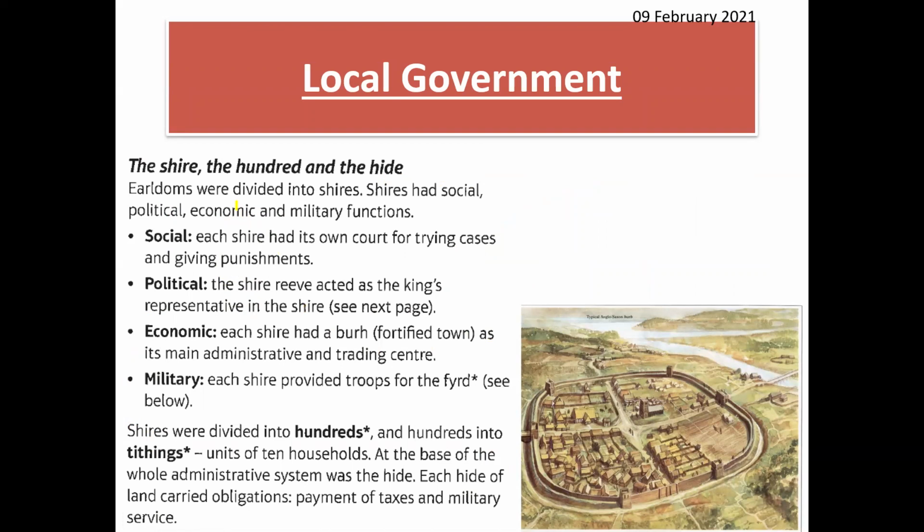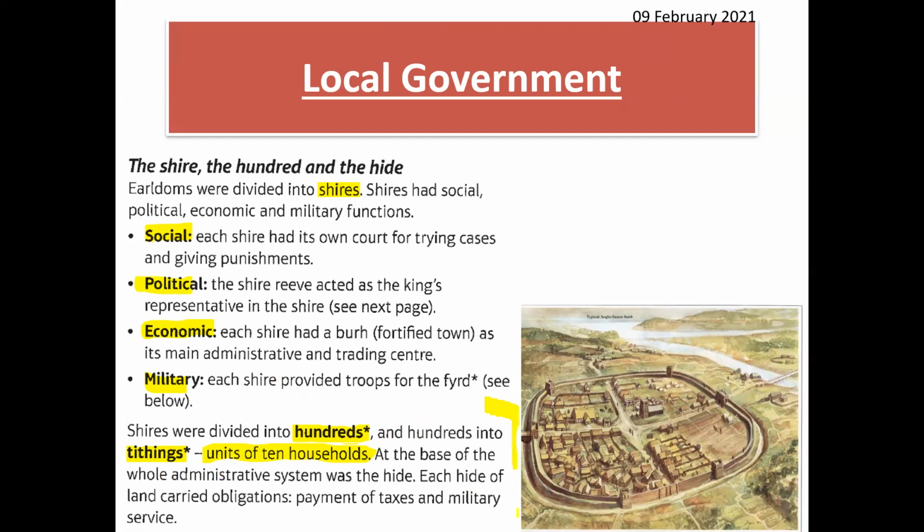So local government then. So the Shire, as in Buckinghamshire, the hundred and the Hyde. Earldoms were divided into shires. So perhaps Wessex was divided into various shires. Each shire had a social, political, economic and military function. Shires themselves were divided into hundreds, and hundreds were divided into tithings. So a tithing is a unit of 10 households.